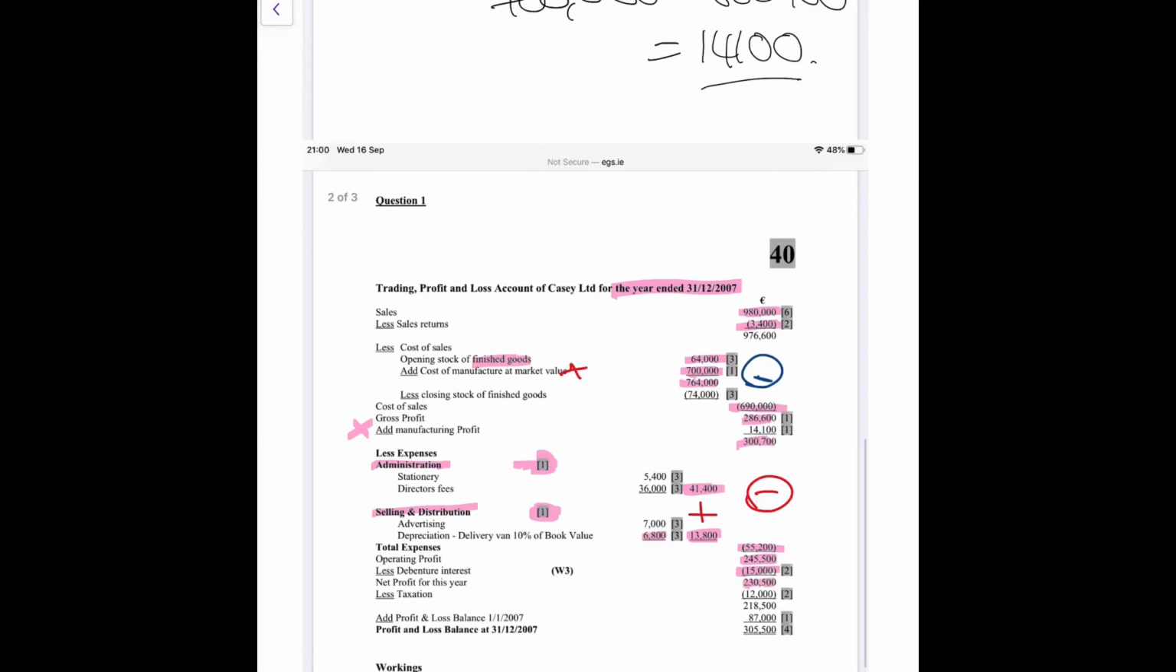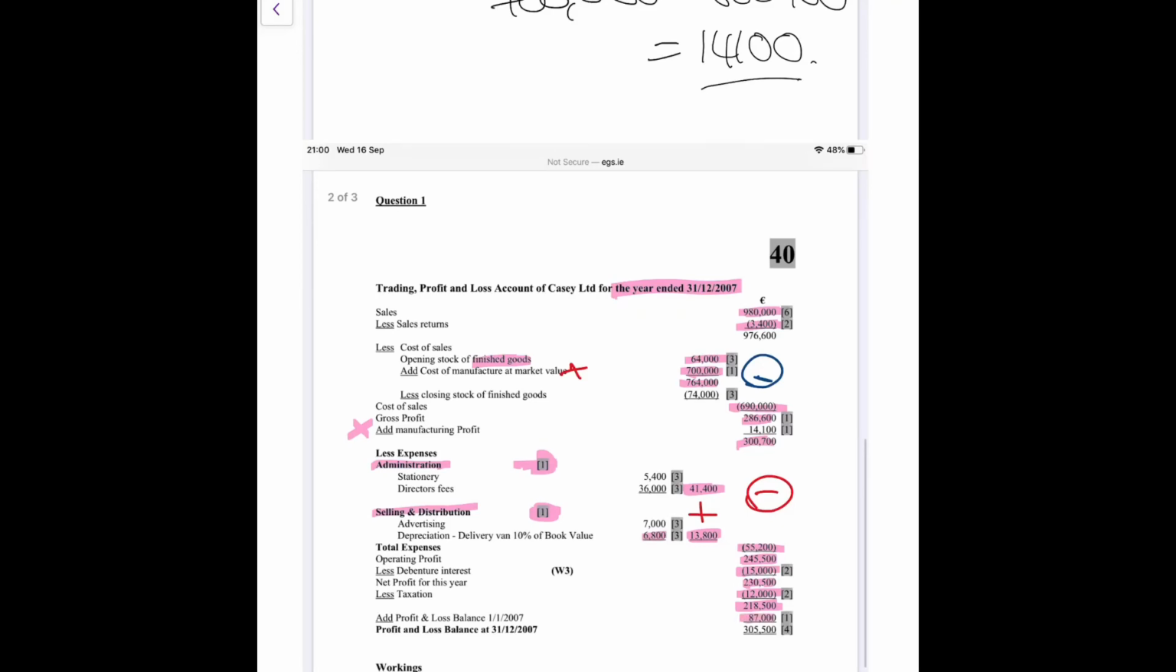And then that profit is taxed. Okay, and that's our corporation tax, which was the one that I wrote in there at the very bottom of the working. So €12,000 gets taken out there, which leaves your profit hanging there at €218,500. Okay, you're bringing in your profit and loss balance of €87,000.